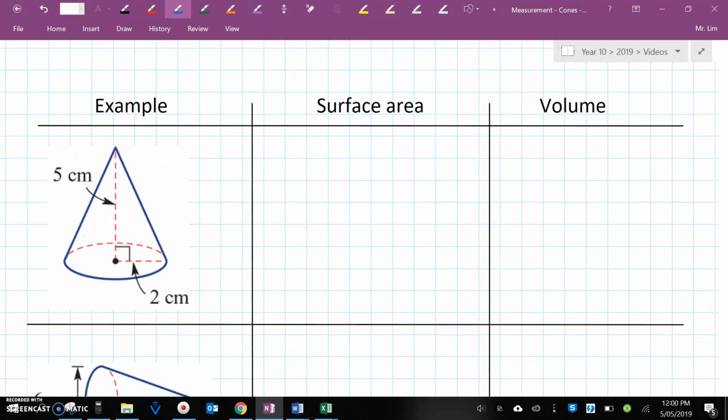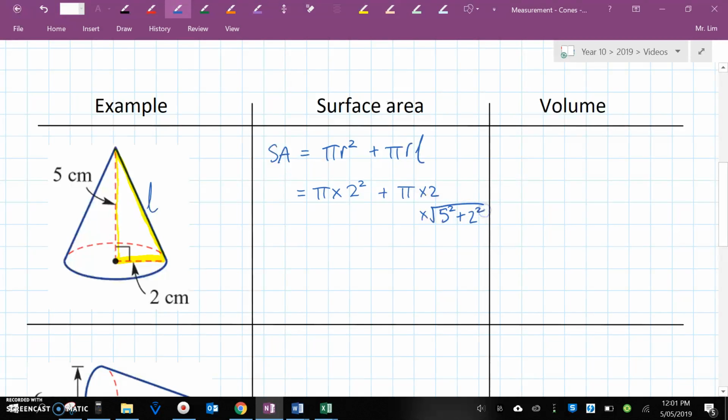So here we've got a normal cone. Surface area is equal to pi r squared plus pi rl. The radius is 2. But we don't have the length, the slant height. The slant height is this, which just so happens to be the hypotenuse of this right angle triangle. Therefore, the slant height is the square root of 5 squared plus 2 squared, the sum of the squares of the other two sides.